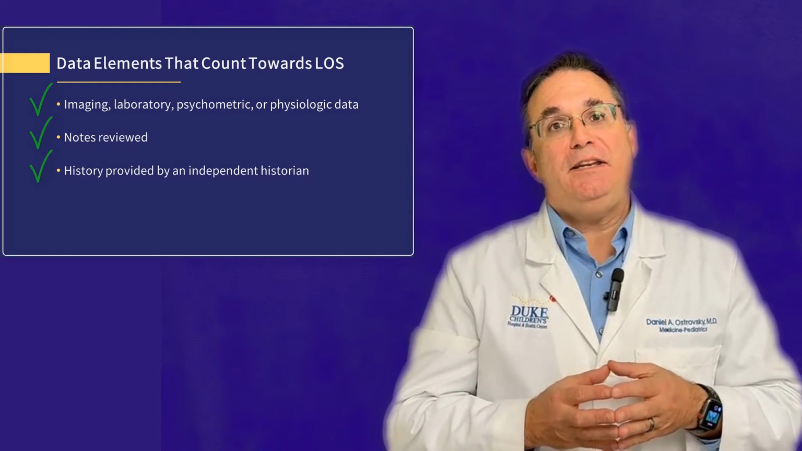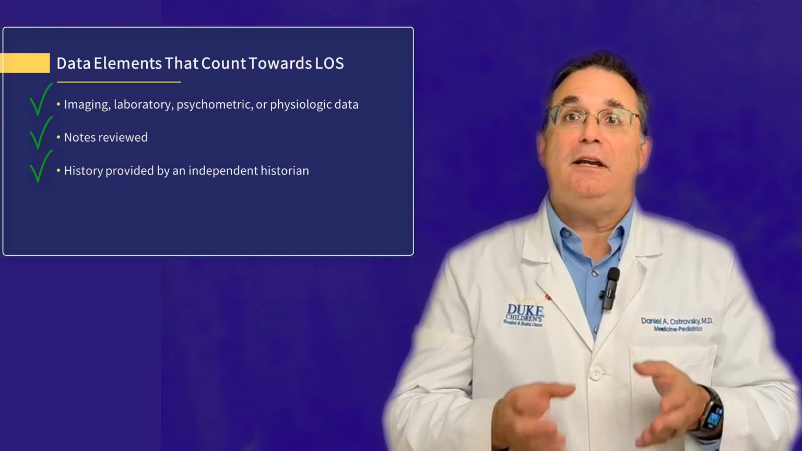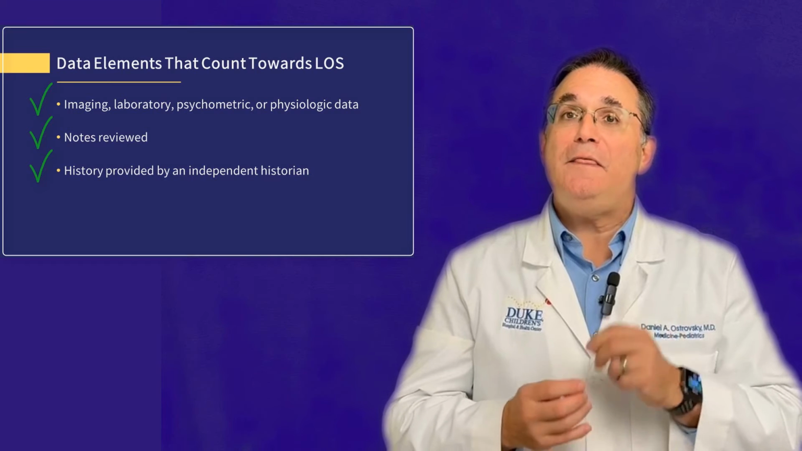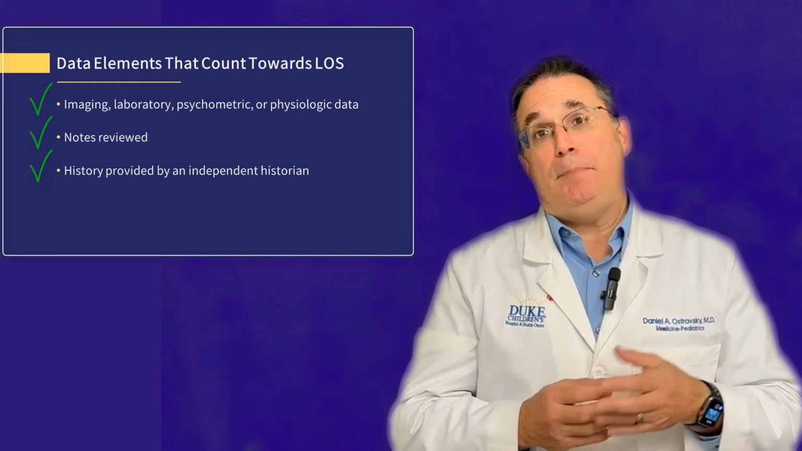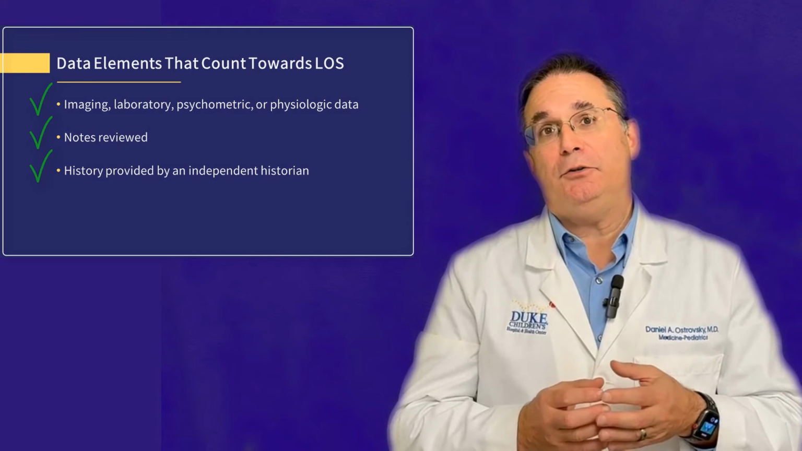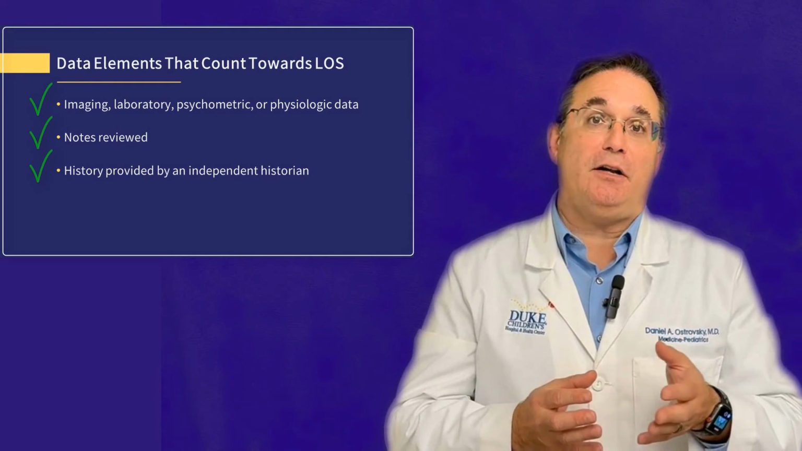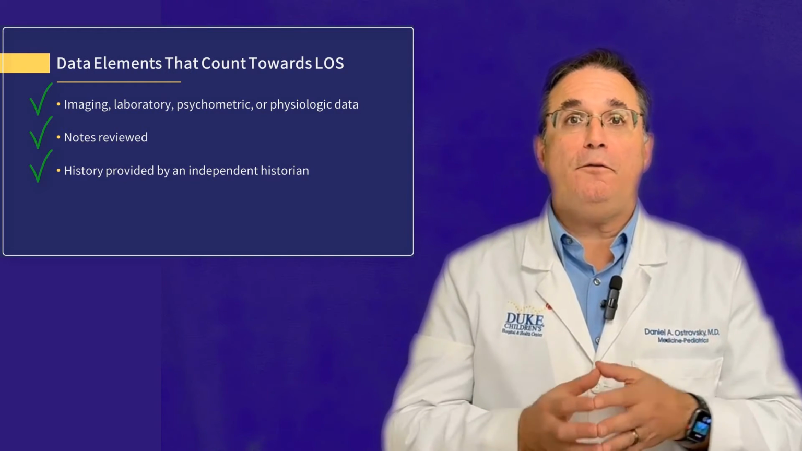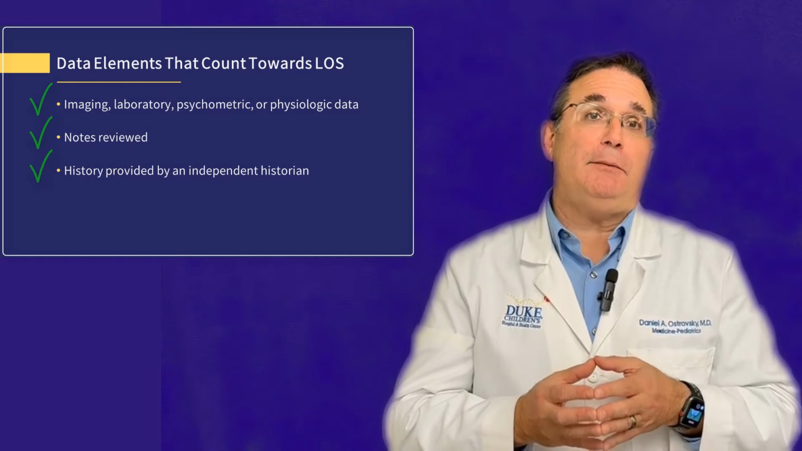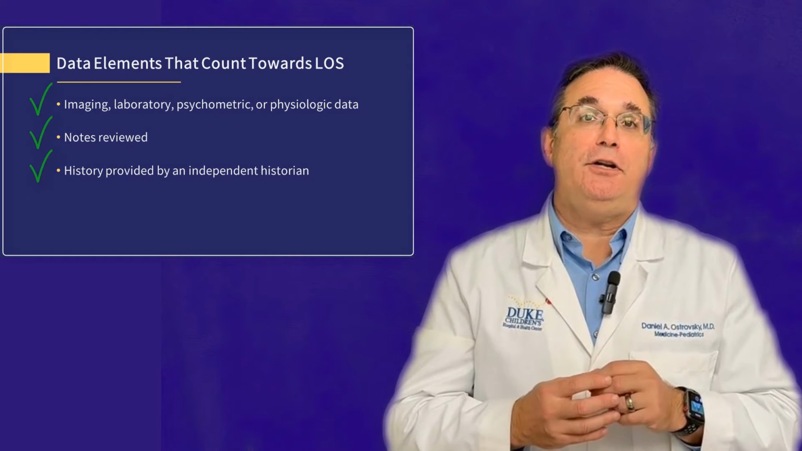History provided by an independent historian such as a caregiver, friend, or guardian counts as a data point when the additional history is judged to be necessary. Examples include a parent providing history for a child, or an individual providing history for a patient with a cognitive, developmental, or intellectual disability, or for a patient who may provide an unreliable history. Of note, interpreters are not included in this category.